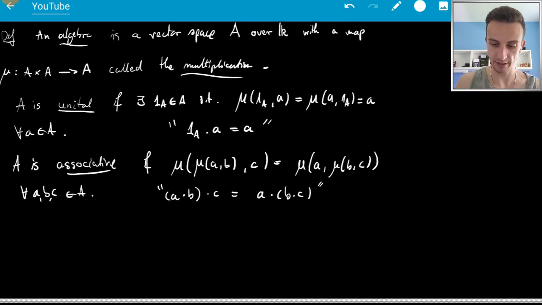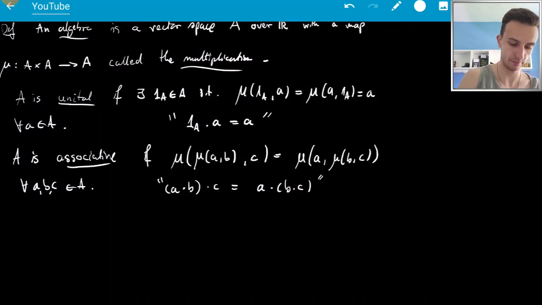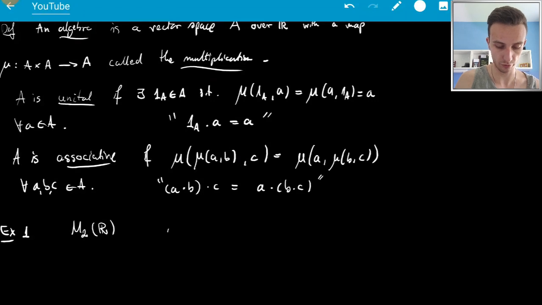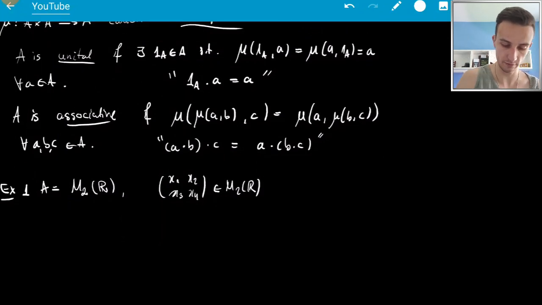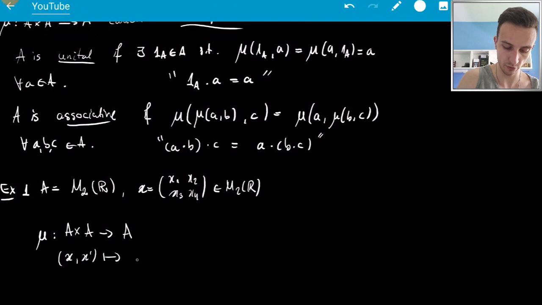Now we have that. Let's look at some examples. So let's take the algebra of 2x2 matrices. I'll denote this by M2 over R, let's say. So, for example, you'd write a matrix like this to be an element of M2R. Maybe I'll call it like this, and let's call this X. Then X prime would be, we would define this map mu, which sends A cross A to A, and sends X and X prime to X times X prime, multiplied as matrices, of course, in the usual sense, right?